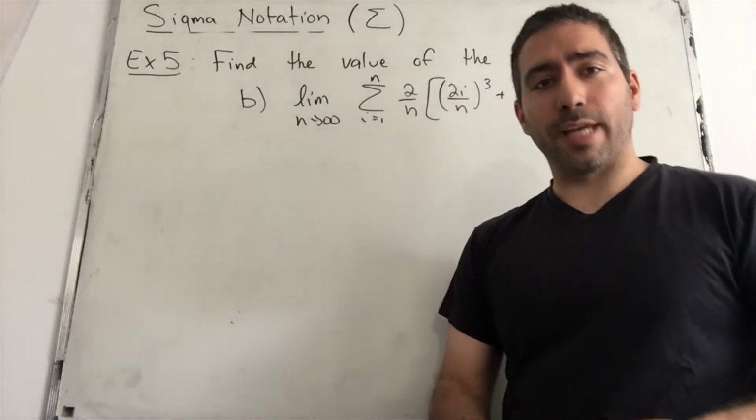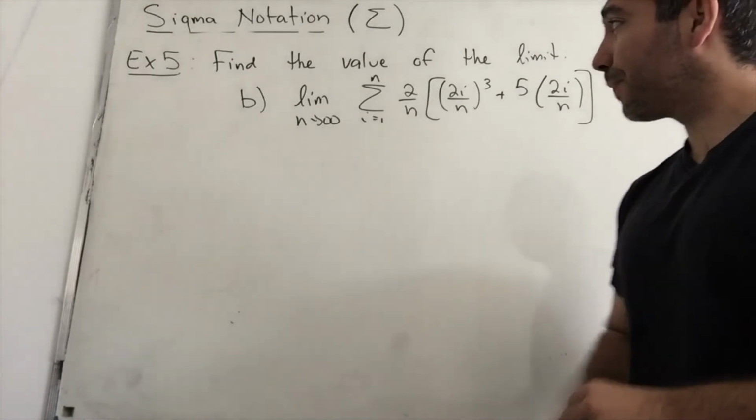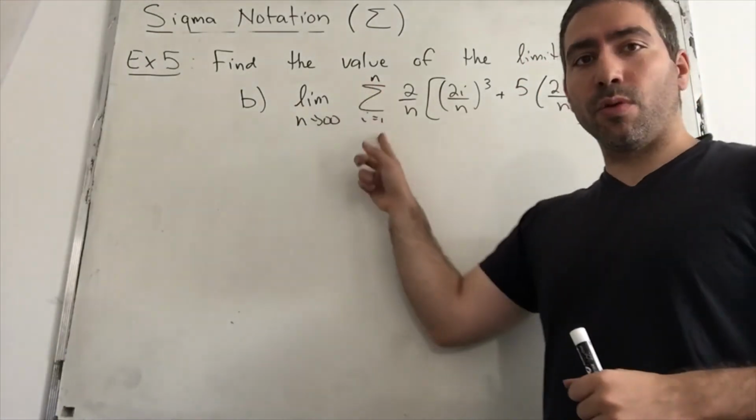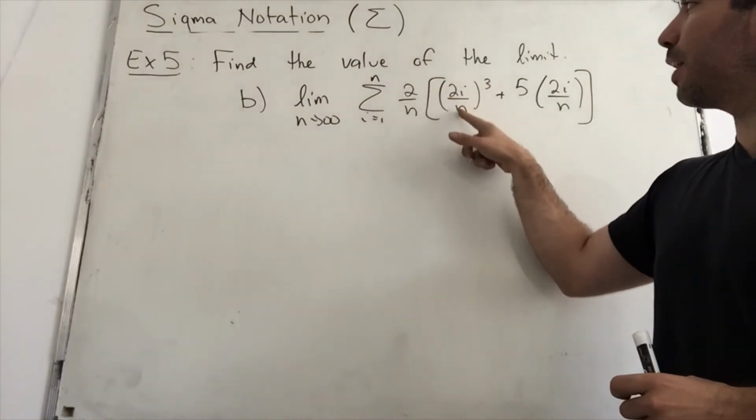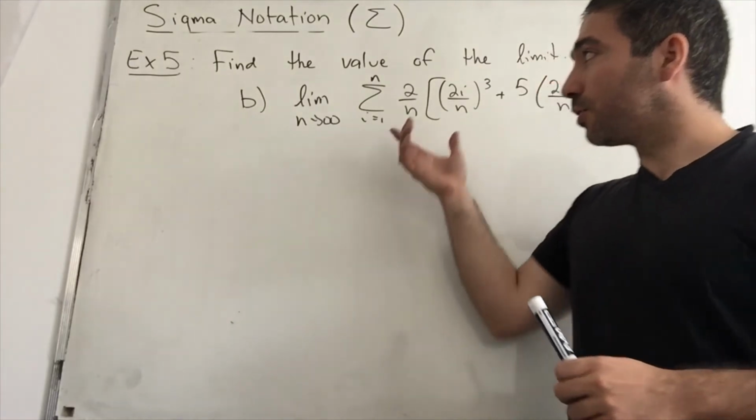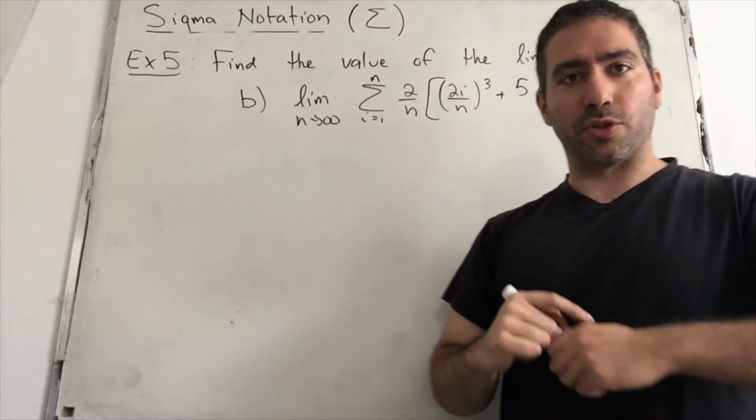So in this next example, again, we have to find the value of the limit. So we have the limit as n tends to infinity of the sum of i = 1 to n of 2 over n times, in brackets, (2i over n) all that cubed plus 5 times 2i over n, close bracket. So pause the video, try to solve this on your own, see if you're able to solve it.